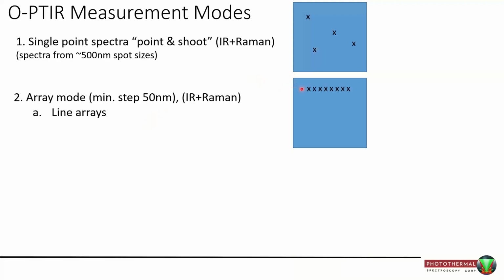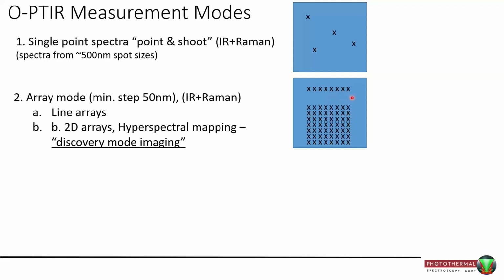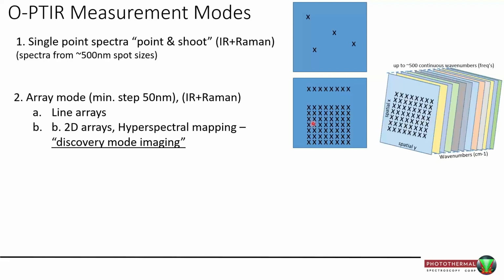Where you can perhaps do an array of points across an interface and look at the chemistry as it evolves and changes on either side of that interface. If you want to do some mapping, hyperspectral imaging, in a traditional mapping modality, you can do point-by-point imaging. I call it more of a discovery mode, perhaps where you don't know what's in there. You may need to collect everything.